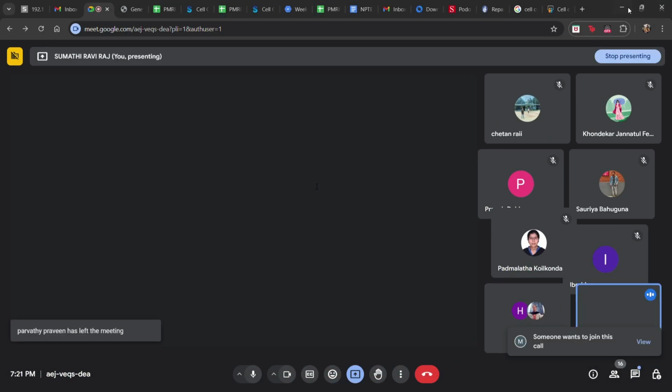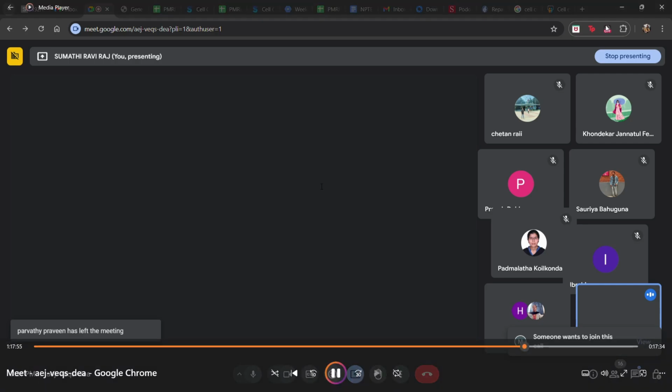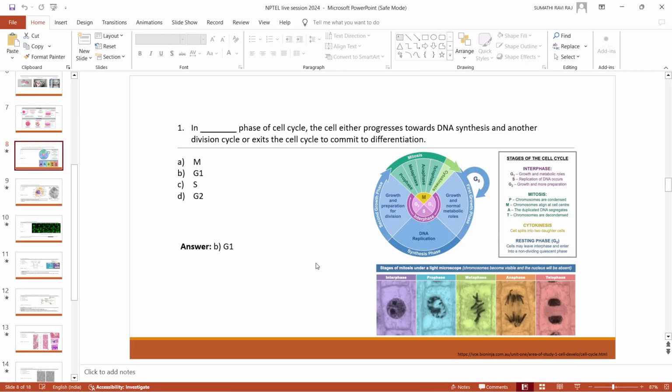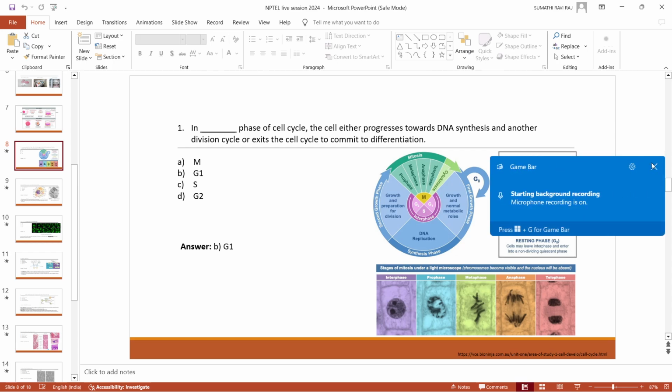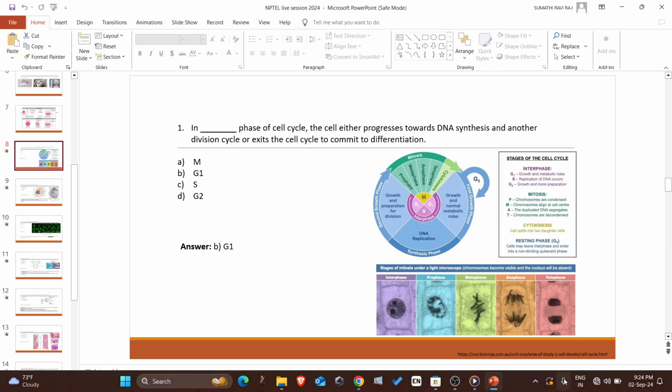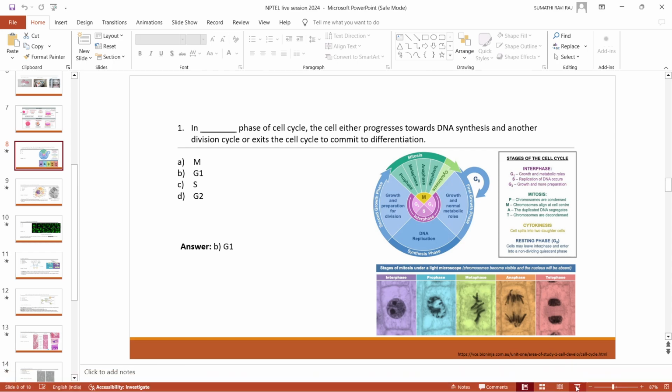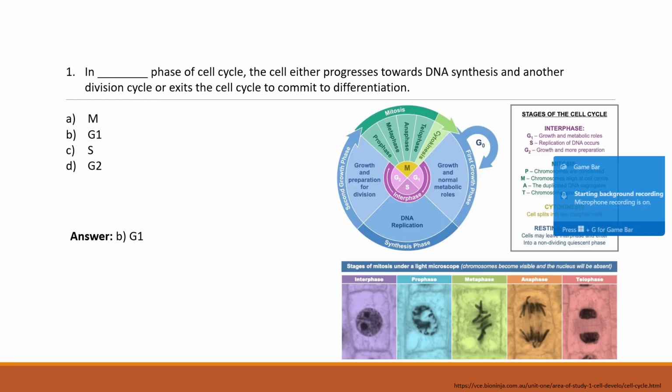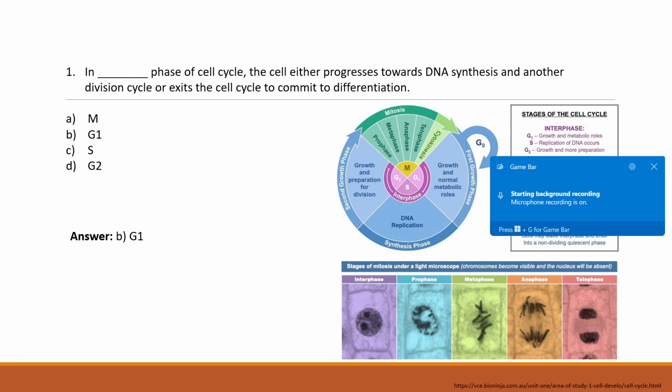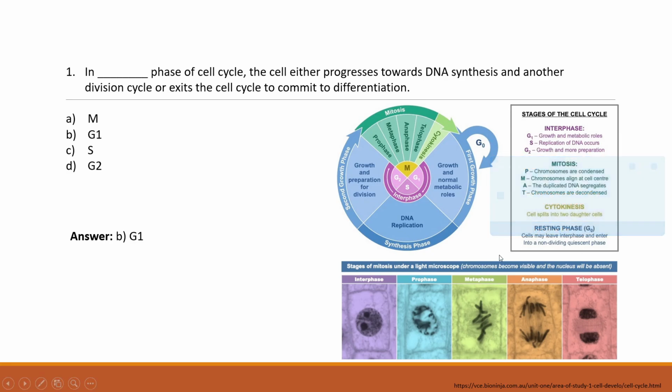Okay, we were just going through the questions again. So this is your first answer. G1 phase is where the cell either progresses to DNA synthesis or it can commit to differentiation. That is nothing but G naught, the quiescent stage. It's also called the resting phase.